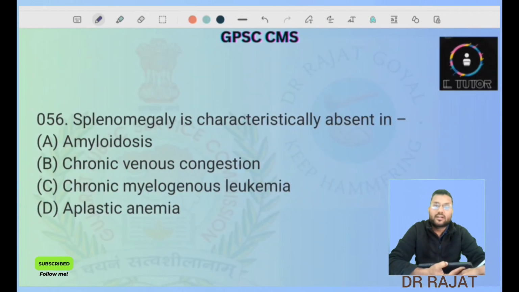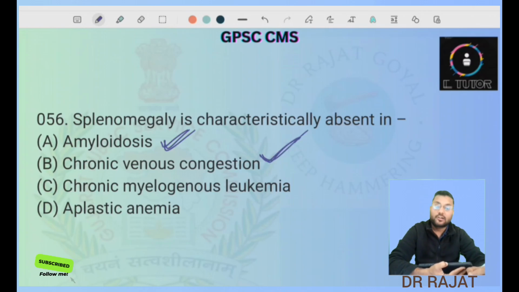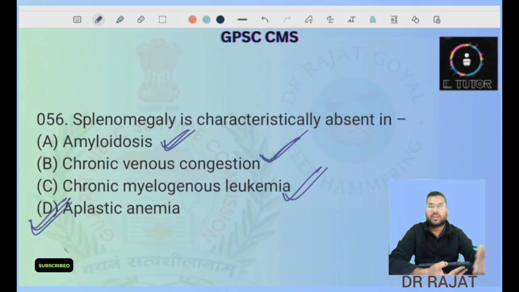Splenomegaly is characteristically absent in? In amyloidosis it is seen. In chronic venous congestion it is seen. In chronic myelogenous leukemia it is seen, but in aplastic anemia splenomegaly is generally not seen. So here the answer will be option D, aplastic anemia, in which splenomegaly is generally not seen.